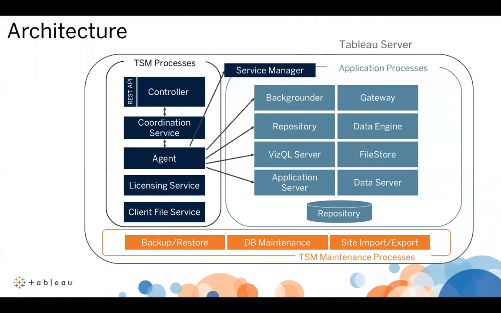TSM processes will continue to run on your machine even if the Tableau server is stopped, because these processes are used to manage the servers, so they need to be able to start, stop, configure, and check the status of individual processes running in Tableau server. The boxes in light blue represent these processes that you're likely more familiar with, such as backgrounder, gateway, repository, etc. In addition, in orange, we have 3 new TSM maintenance processes.